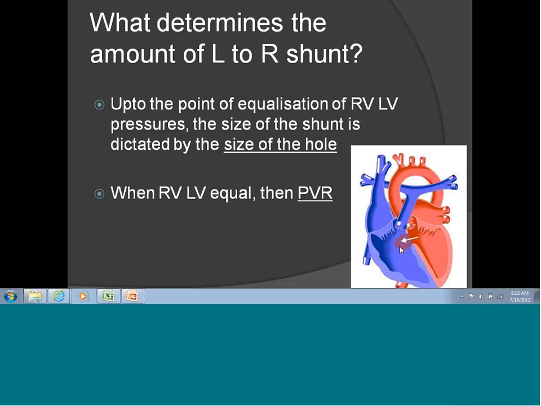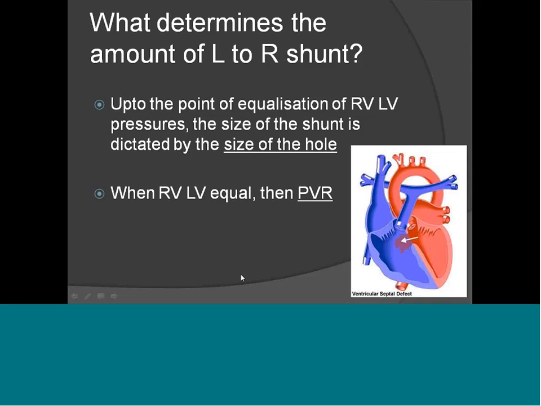Okay, so I think the answer to what determines the amount of left to right shunt would be size in smaller holes, pulmonary resistance in larger holes, and yes, you are right, you can add to that afterload. If you have coarctation or a severe aortic stenosis, some distal obstruction, you'll obviously have more left to right shunting in addition. But PA pressure per se, pulmonary artery pressure, will not determine the amount of shunting. It will only tell you that the VSD is large and the lung pressures are high. Okay, all clear on that?